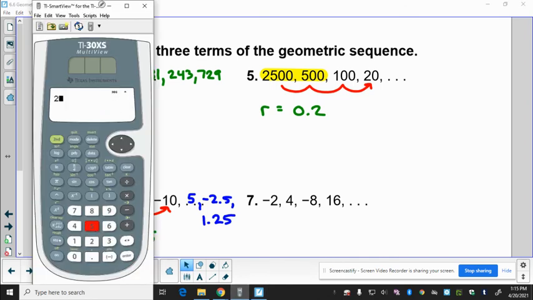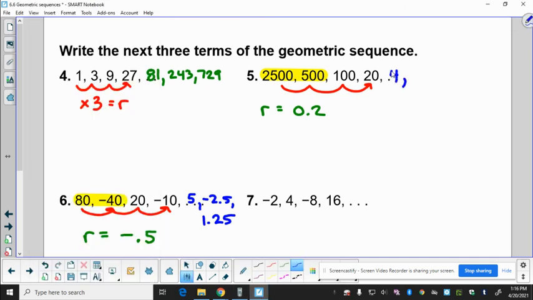Let's just double check it. Let's put 2,500 into the calculator. Let's multiply that by 0.2. All right, there's the 500, there's the 100, and there's the 20. All right, let's get the next 3 numbers. 4, 0.8, and 0.16, and so forth. Once again, you want to convert those into fractions? Be my guest. Do that one at a time with your calculator.